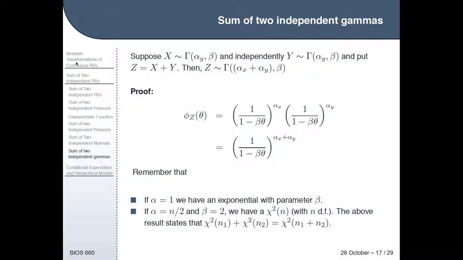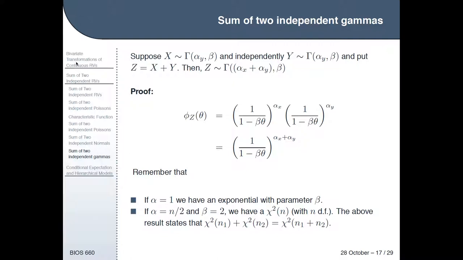So, in particular, as you'll recall, if alpha equals 1, then you have an exponential with parameter beta. And if alpha equals n over 2 and beta equals 2, that's a chi-square distribution with n degrees of freedom. So, what we just showed is one way to show the sum of a chi-squared with n1 degrees of freedom and a chi-squared with n2 degrees of freedom is a chi-squared with n1 plus n2 degrees of freedom, which should agree with our intuition given the definition of chi-squared, but that's one way that you can prove it.